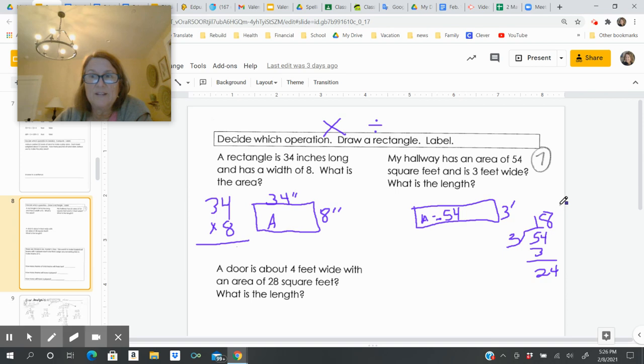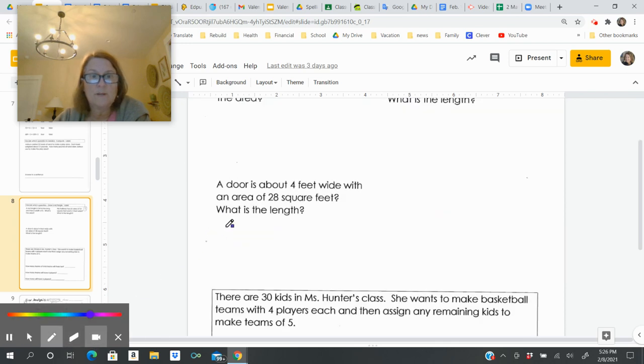Did you get an area of 18 feet? That would be the length then. Okay, let's go down. Let me erase these. Okay, let's look at this one.